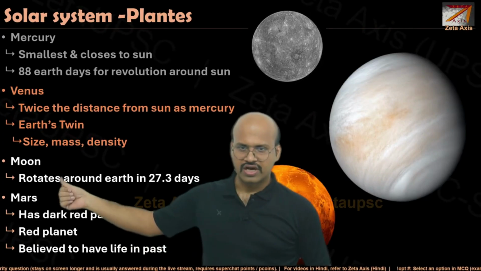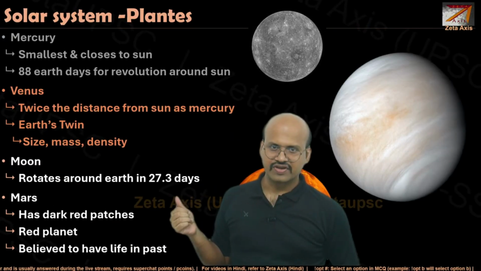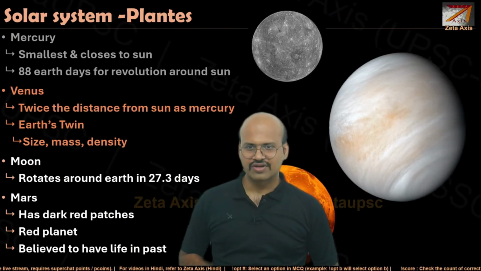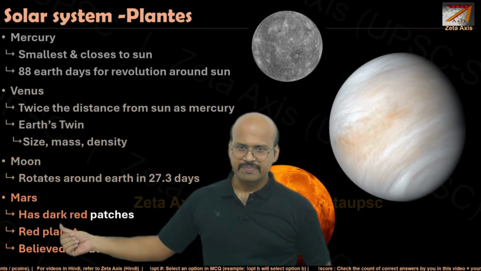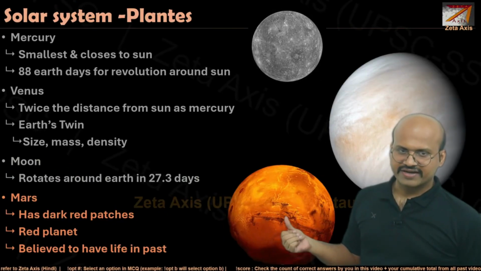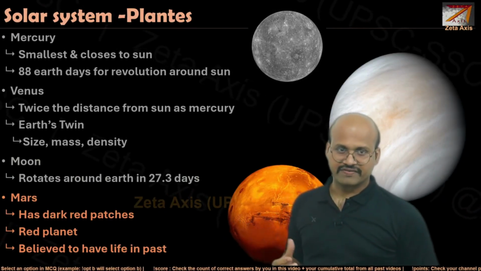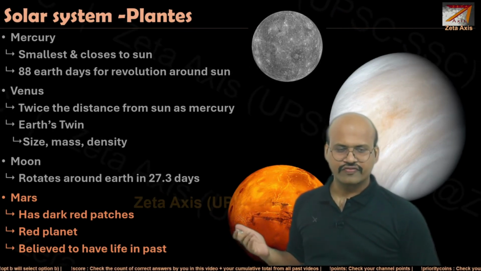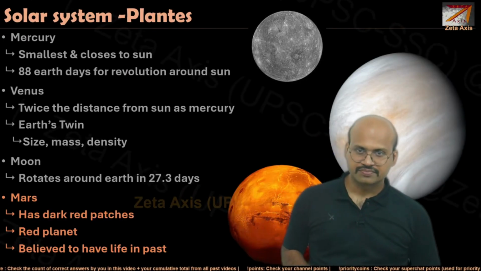Then we have the Moon, our own Moon, which rotates around Earth in 27.3 days. We have our Earth, of which we are well aware, so we are not including it in this count. Then we have Mars, which has these dark red patches which we can see over here, and it is called the red planet, and it is believed that life existed on this planet in the past. Several millions of years ago there was life, and recently NASA has also found some evidence of microbial life on this planet.